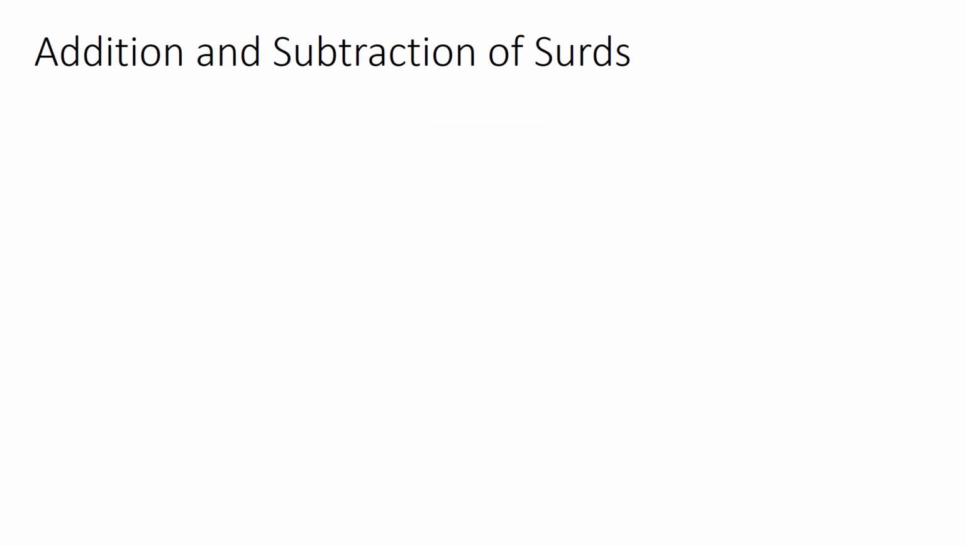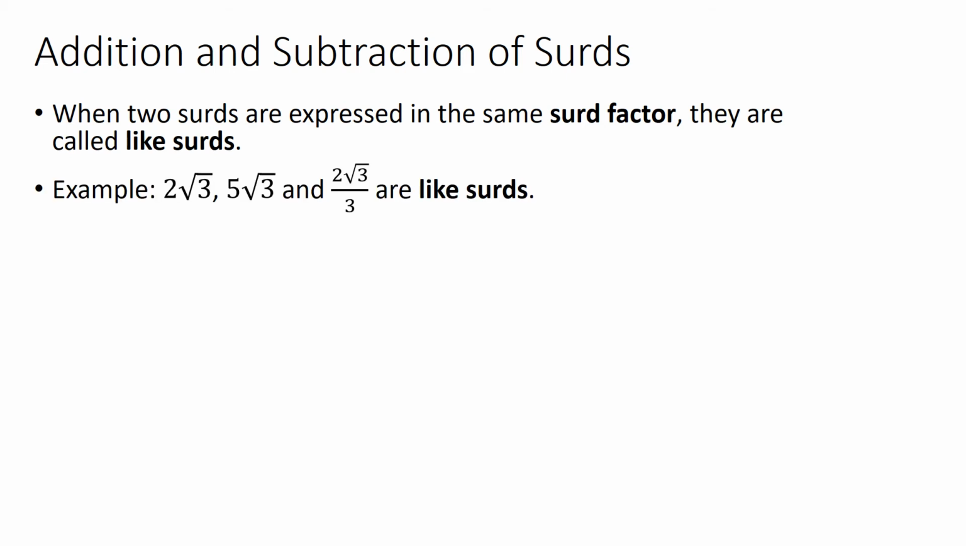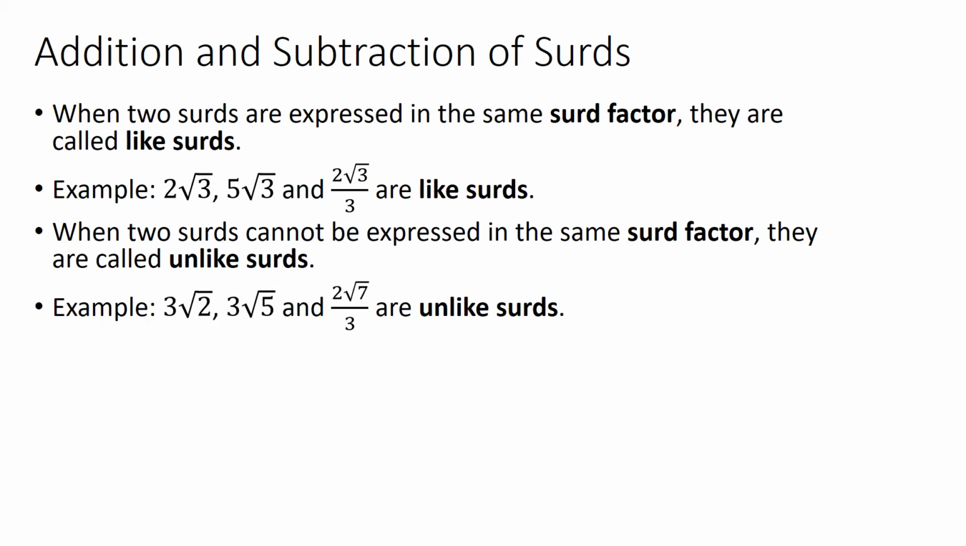Now, let's discuss the addition and subtraction of surds. When two surds are expressed in the same surd factor, they are called like surds. For example, 2 surd 3, 5 surd 3, and even 2 surd 3 over 3 are like surds with the surd factor of surd 3. When two surds cannot be expressed in the same surd factor, they are called unlike surds. Examples are 3 surd 2, 3 surd 5, and 2 surd 7 over 3.